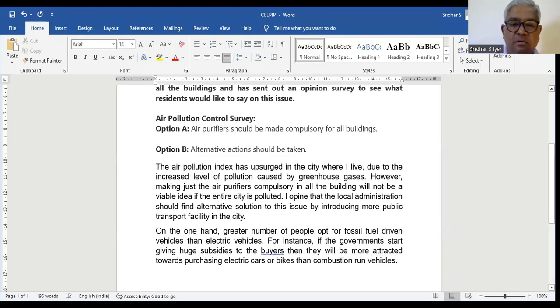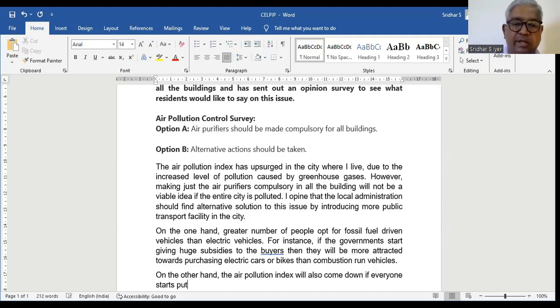All right. On the other hand, the air pollution index will also come down if everyone starts putting an effort in curbing this menace.